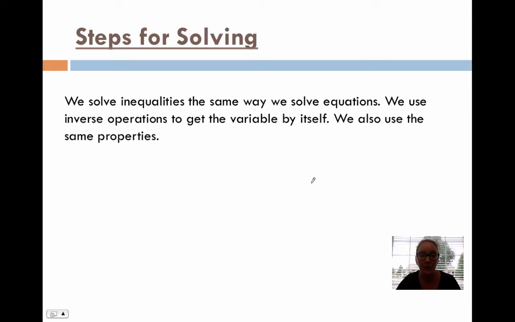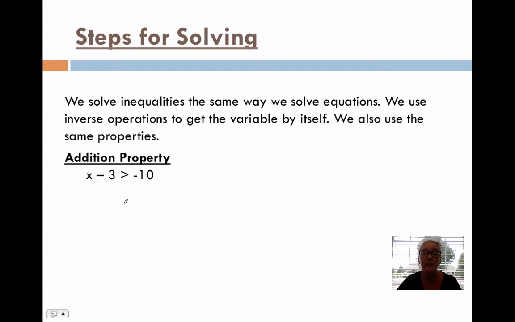We solve inequalities the same way we solve equations. We use inverse operations to get the variable by itself. And we also use the same properties for solving inequalities as we do for solving equations. So let's look first at the addition property of inequality. Let's take a look at this inequality. We have x minus 3 is greater than -10.